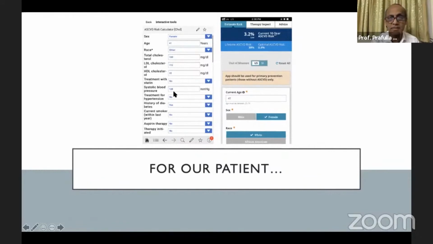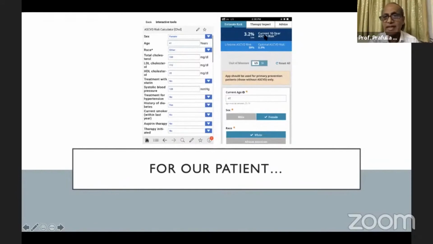She is not on a treatment with statin, but her blood pressure is fine. She's not on any treatment. Thankfully, she is not a smoker. And what do we do for her? You straight away get the risk in her as being a low risk. But you look at her lifetime ASCVD risk, she's 39%, approaching 40%.